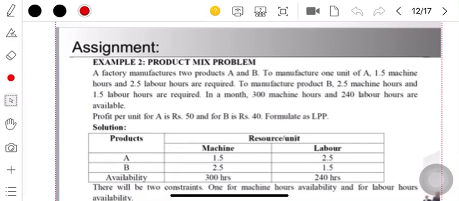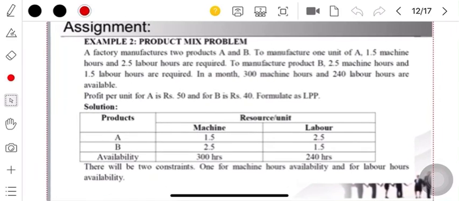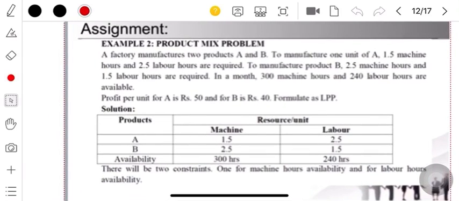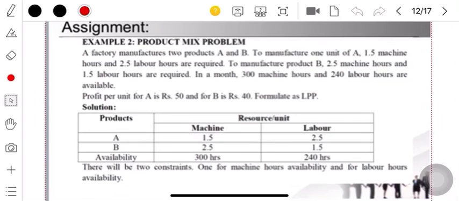This is an assignment problem. Let's say a factory. I'm taking an example which you need to solve. You have to formulate this problem and solve it using the graphical method.